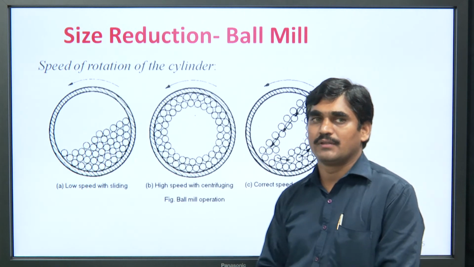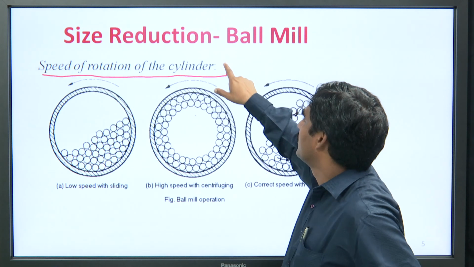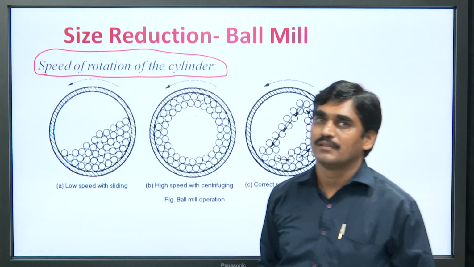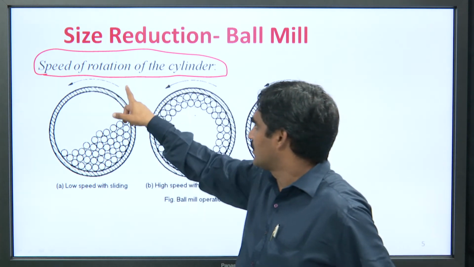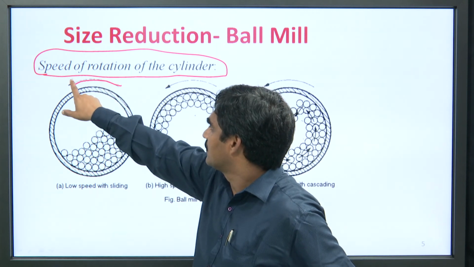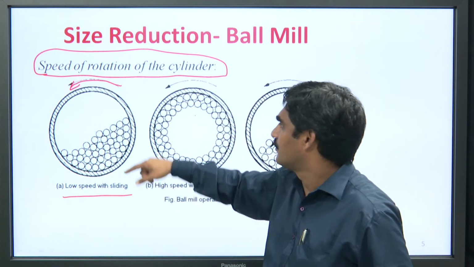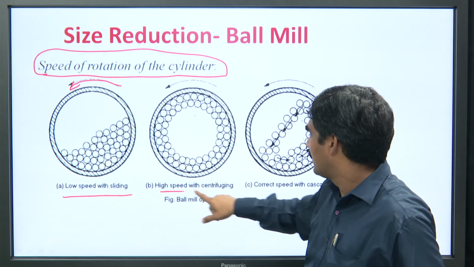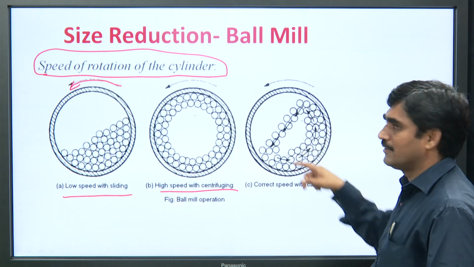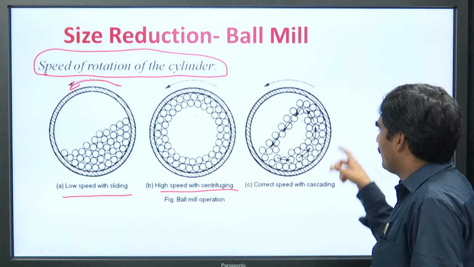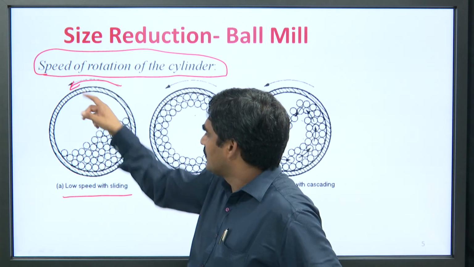Now, as I have discussed in the previous slide, the speed of rotation of the cylinder plays an important role in size reduction with the ball mill. Three diagrams are there. First diagram, this is the direction of rotation of the ball mill, that means low speed with sliding effect. This is high speed with centrifugal effect, and this is the correct speed with cascading, or we can say optimum speed or critical speed. So, the first one is low speed.